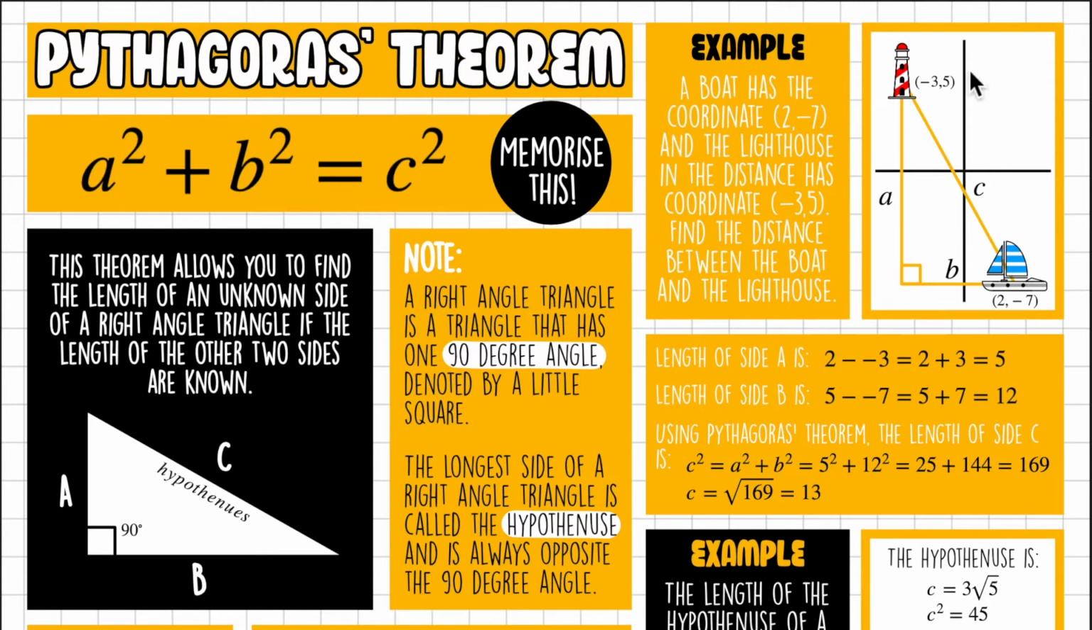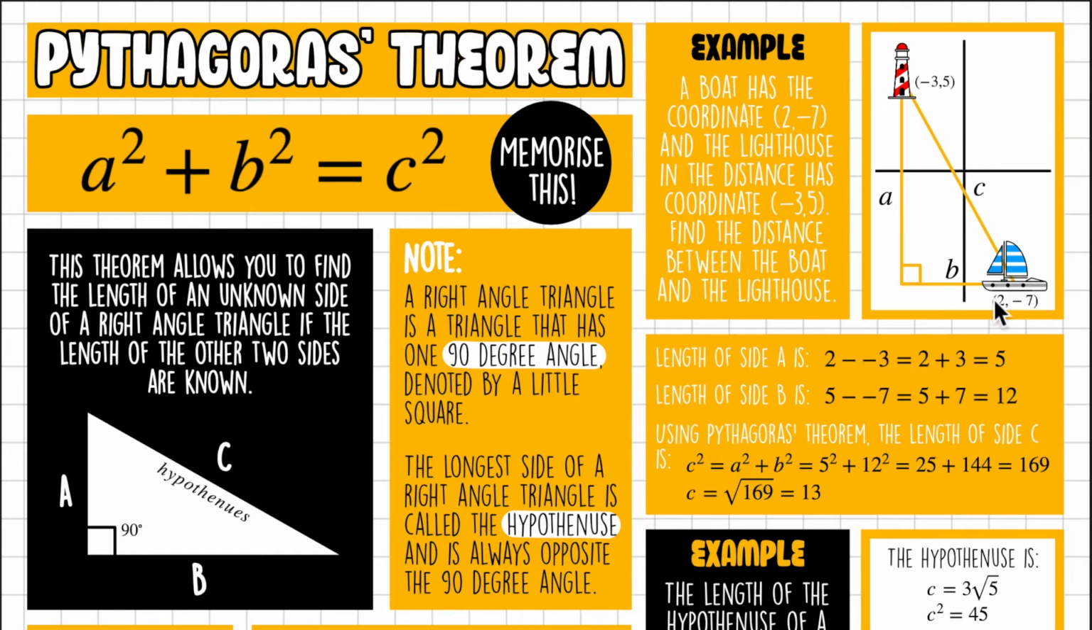Okay, let's look at this example here. A boat has the coordinate 2, -7, and the lighthouse in the distance has coordinate -3, 5. Find the distance between the boat and the lighthouse. Always, when you get questions like this, draw it out. I just think that drawing things out really helps you visualise the problem and sometimes can show you ways of solving things that you wouldn't be able to figure out by just working through things in your head. So that is what I've done.